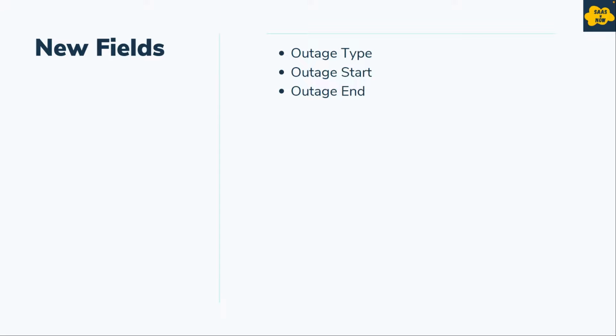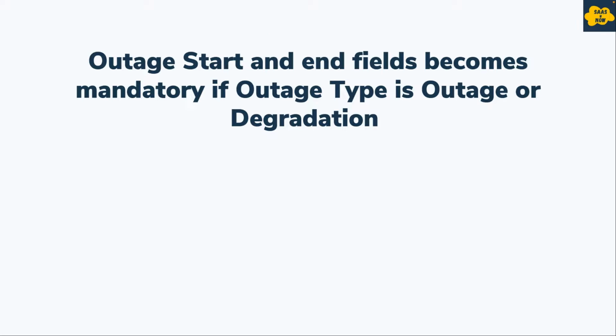The next task is that we have to create new fields. Outage type, which should have three choices: degradation, outage, and no outage. And then we have the outage start field and the outage end field, which are date and time fields. The third task is to make these two fields, outage start and outage end, mandatory. They should become mandatory if outage type is outage or degradation.